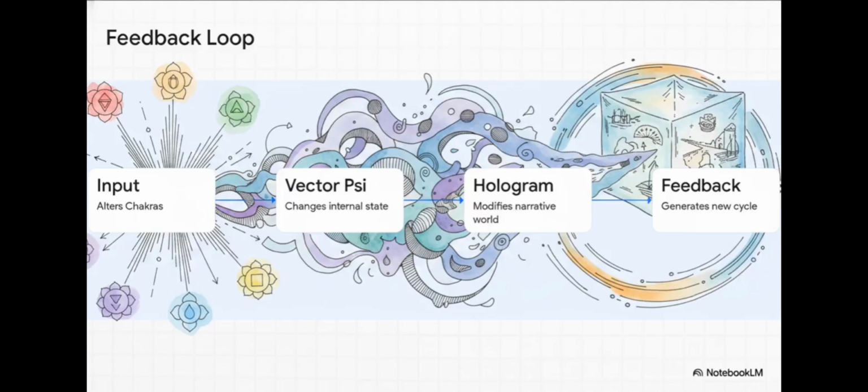This internal shift updates your overall energy state, known in the system as vector psi. That new vector psi then reaches out and completely replicates the reality hologram around you, which then feeds back to you, forcing you to act again, and the loop just keeps spinning.